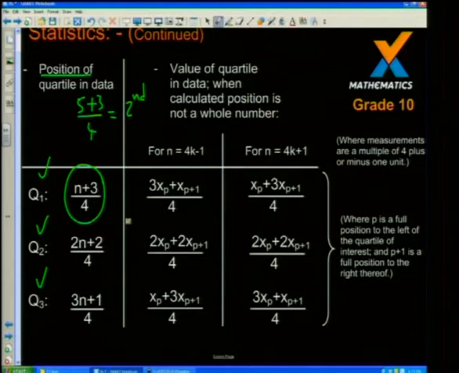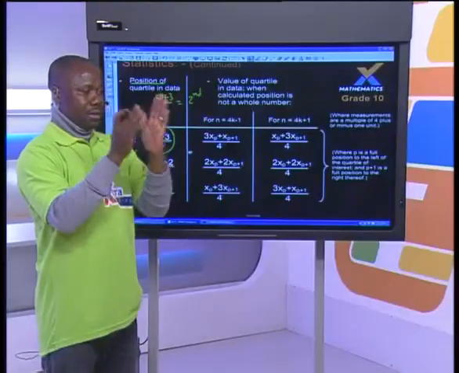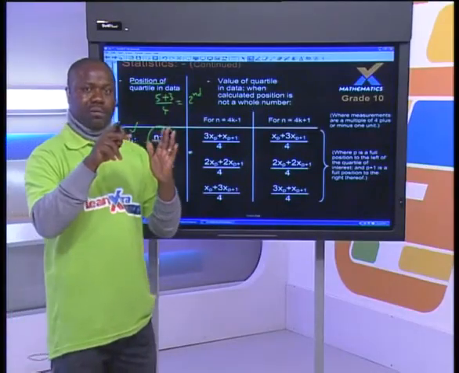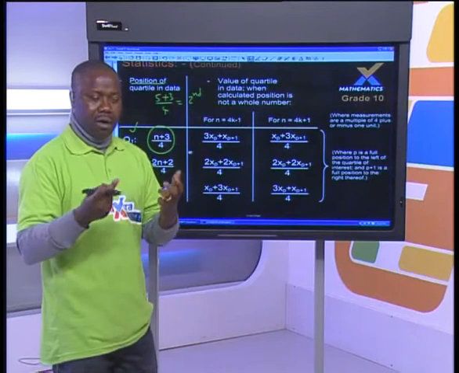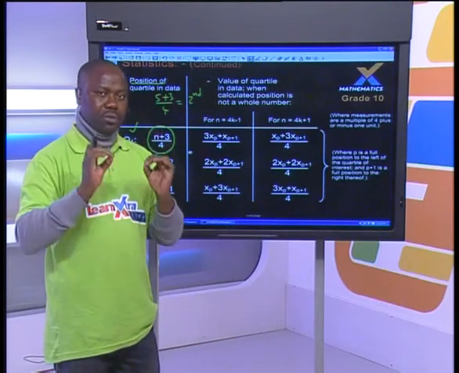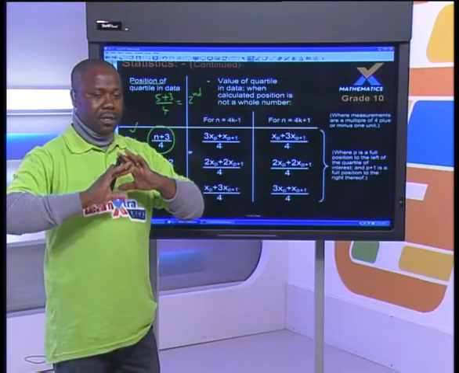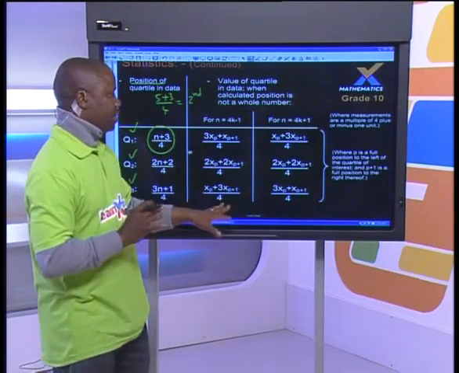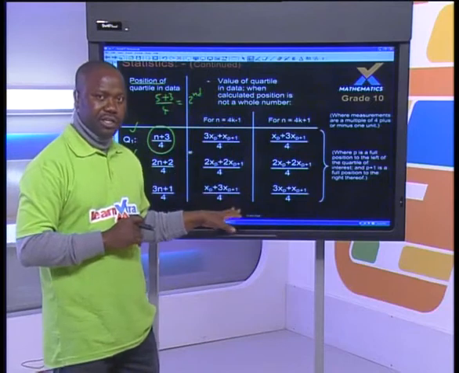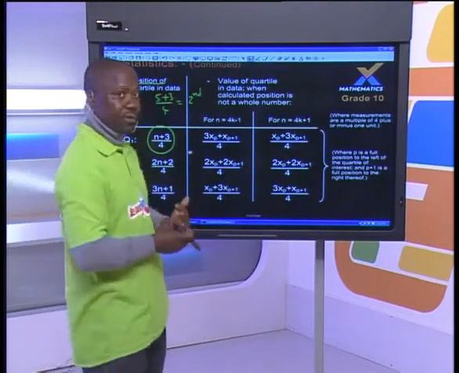Once you know the position, you can then either pick the actual value if it's a whole number, or if it's a fraction, you have to do what you call interpolation. I've actually worked out some expressions for interpolating here, but it's a subject that you'll have to learn a bit later if you do not know about it already.